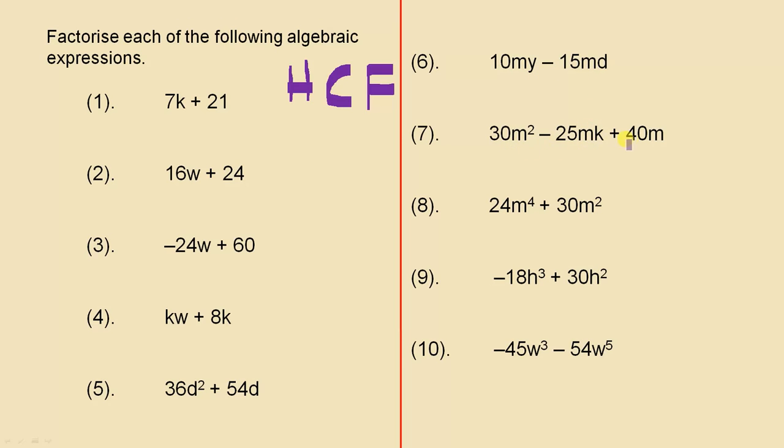Okay, over here we have three terms, and it's still the same principle. Put the HCF outside, and it's exactly the same for the remaining three examples. The most important thing is to find the HCF, that is the highest term that will divide into each and every term in the original algebraic expression. Put that outside the brackets and then work out what goes inside the brackets.